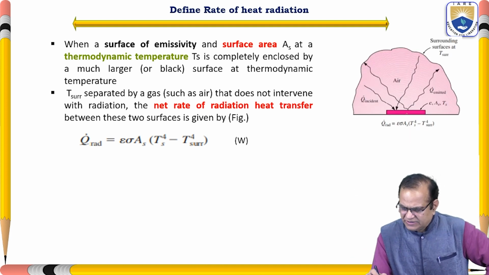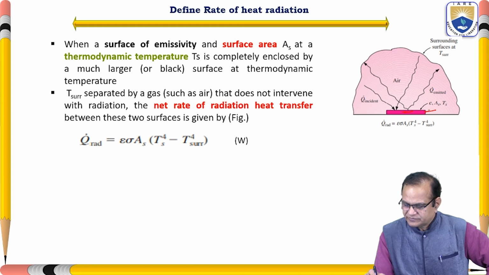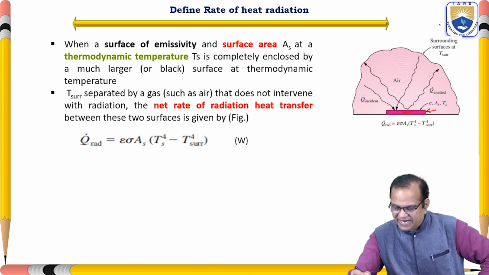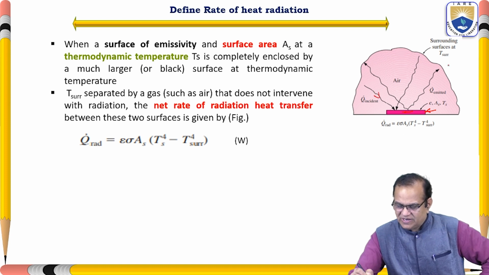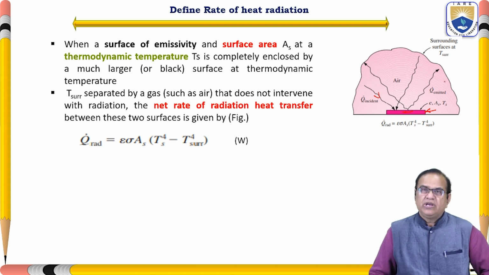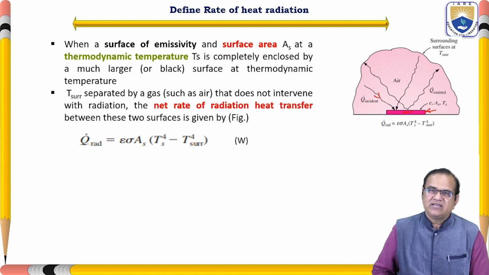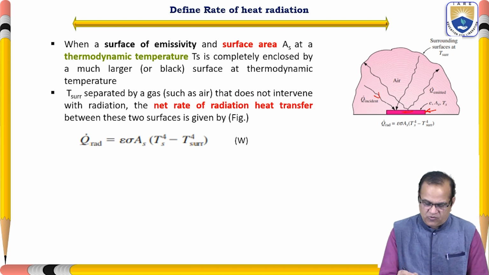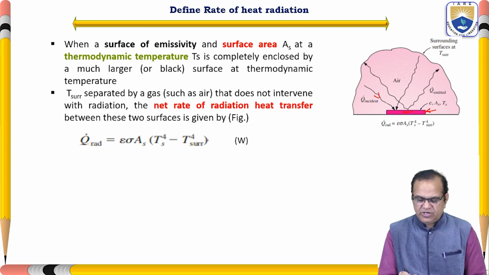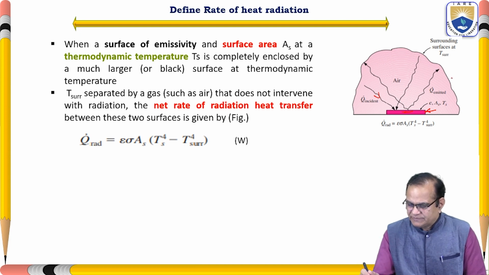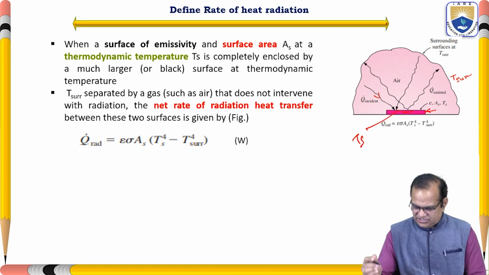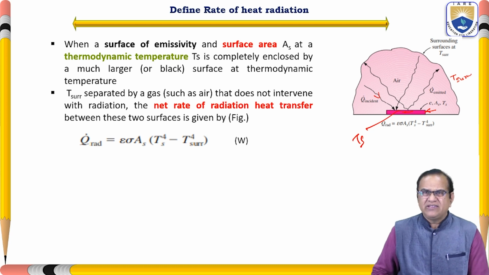This is the surface here. It will radiate, and incident radiation is coming, it will reflect also. So it is emitted also and it will radiate also. So Q dot radiation is equal to epsilon sigma As (Ts to the power 4 minus T surrounding to the power 4). This is the surrounding and this is the surface Ts, and this will be in watts.